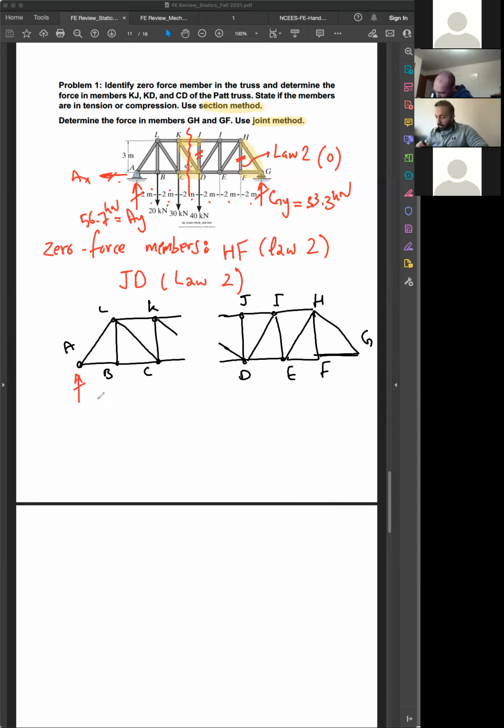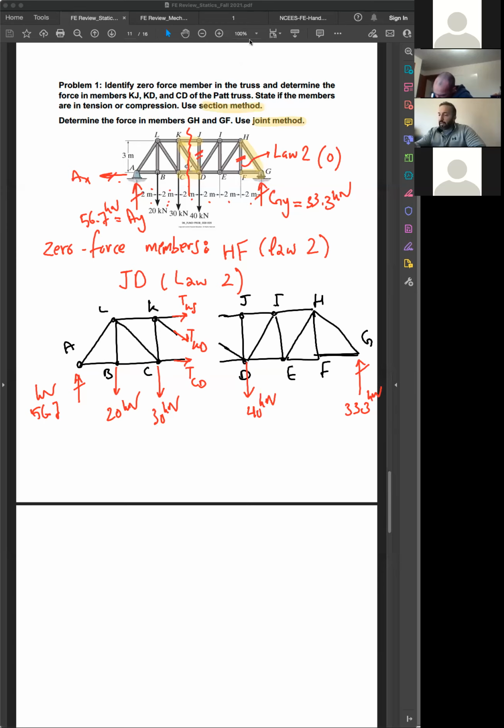Here is AY that we have found to be 56.7. Here you have the 20. Here you have the 30. Here you have the 40. Here you have the 33.3. All right. Here you have these three forces as a result of the cut. So this one is TKJ. This is TKD. This is TCD. All right.